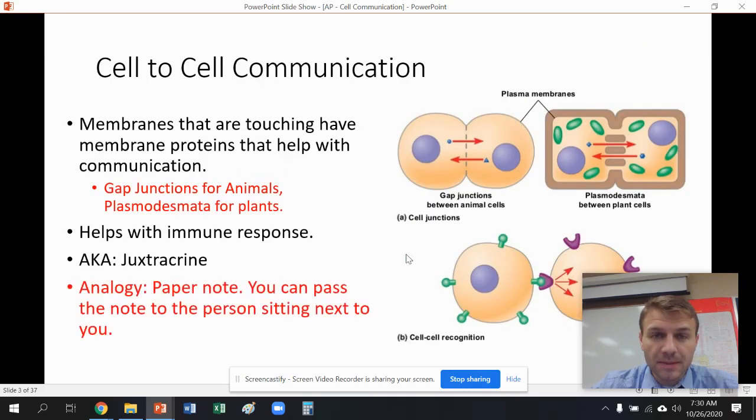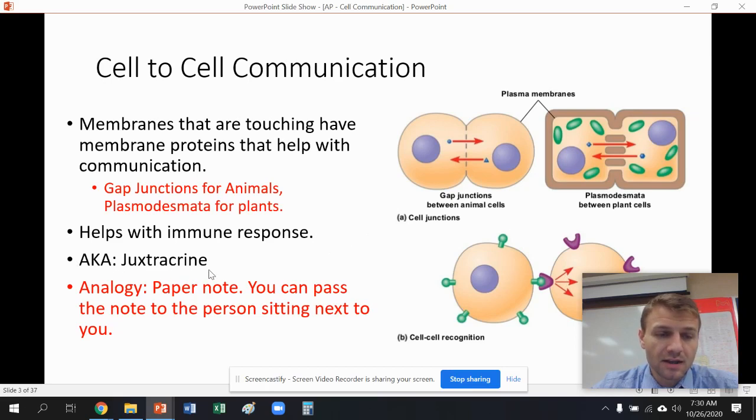There are three different types of cell communication. The first is cell-to-cell communication. This is where the cells need to come in contact with each other. In animal cells, there are gap junctions, which allow molecules to freely pass through the membrane. In plant cells, there are the plasmodesmata, which are like a tunnel between the plasma membrane and the cell wall. We also see this in the immune system, where cells come in contact with each other and create cellular responses.